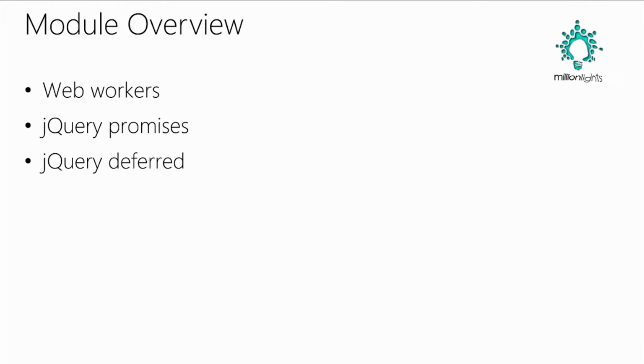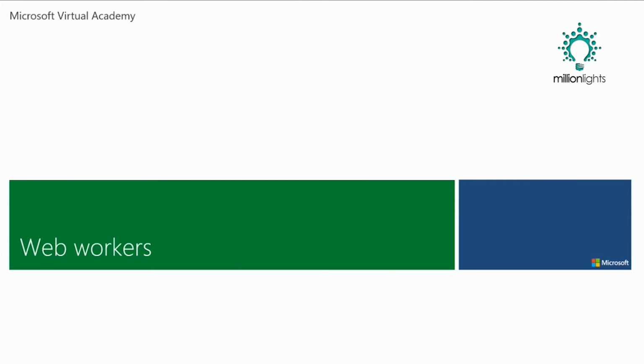And so we're going to take a look at threading by introducing web workers, and then we're also going to start to add on a little bit of jQuery here. I'll talk about why in a couple of minutes with both promises and deferred. But first up, let's talk a little bit about web workers.